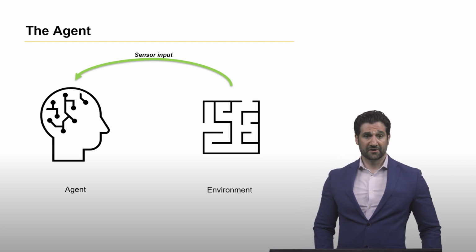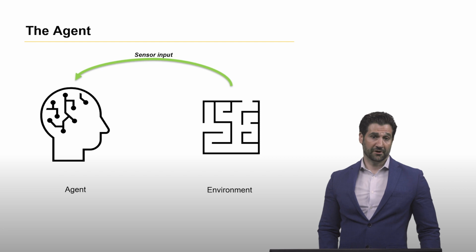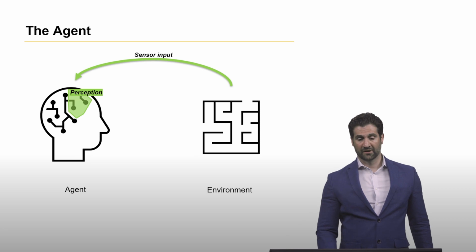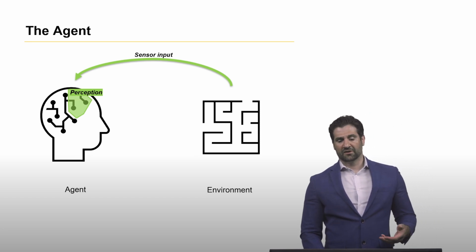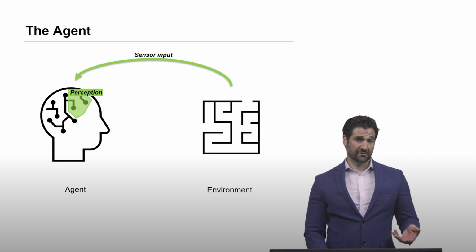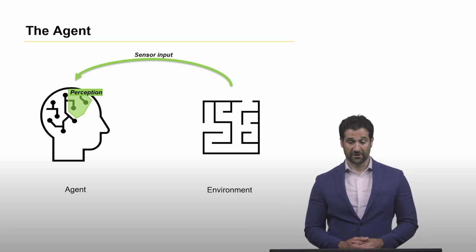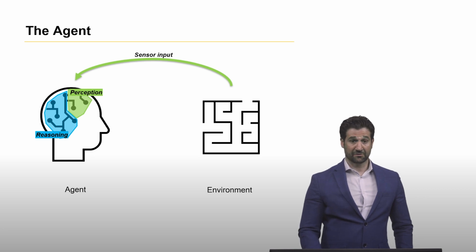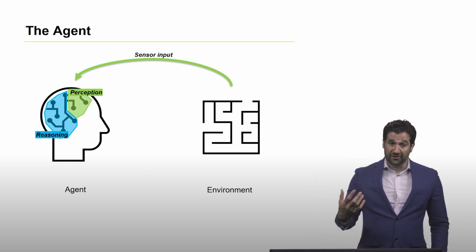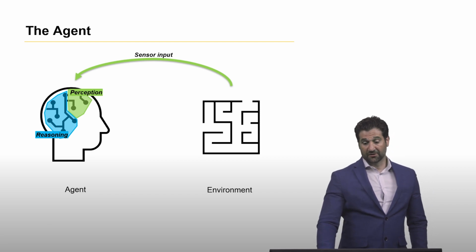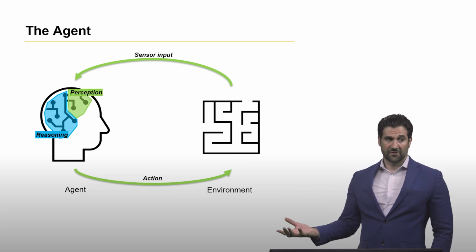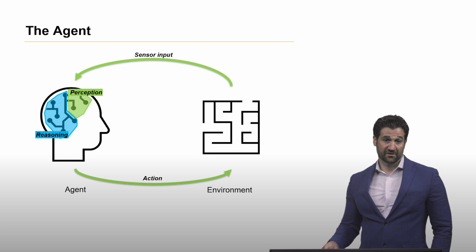From the environment, the agent ingests sensor input. It has some type of sensors, and it takes that in from the environment. The agent then conducts what's called perception, where it makes sense of this sensor input. The results of perception then go into reasoning, where it figures out what to do. When it figures out what to do, it's going to take an action, and those actions then change how that agent is situated with respect to the environment.